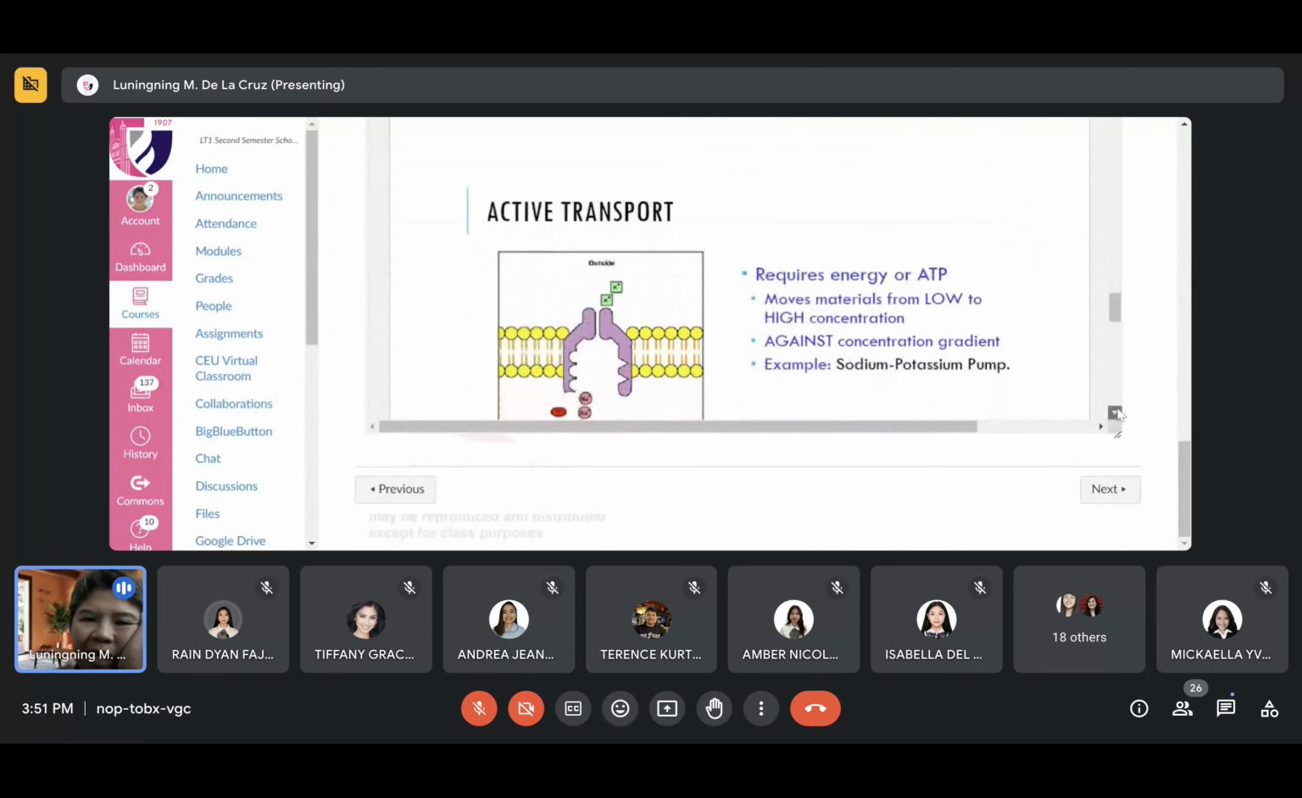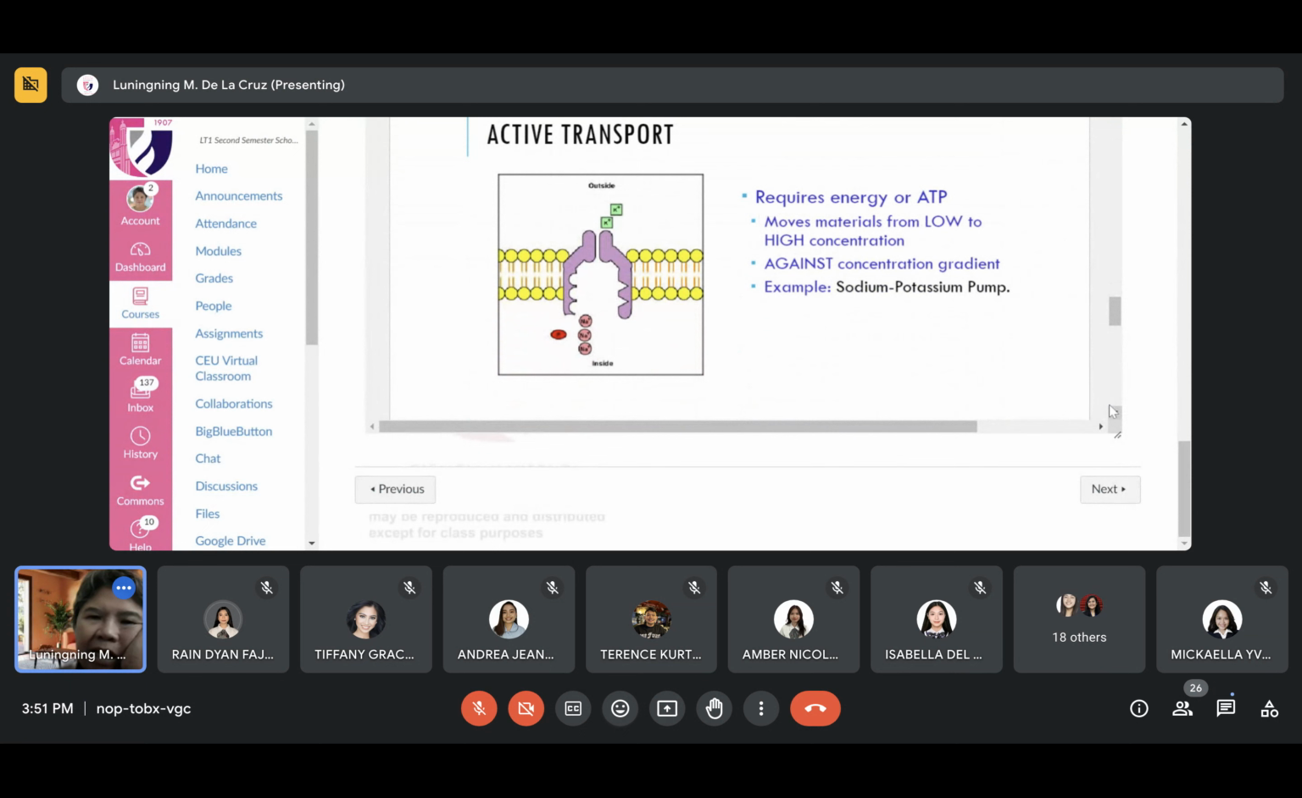The next one is active transport. It requires energy or ATP. It moves material from low to high concentration, or against the concentration gradient. An example of which is the sodium-potassium pump.